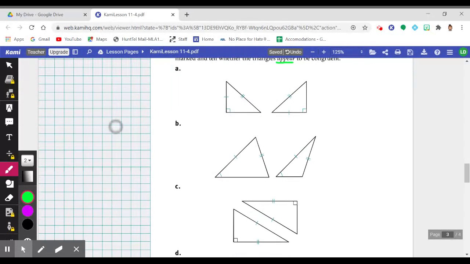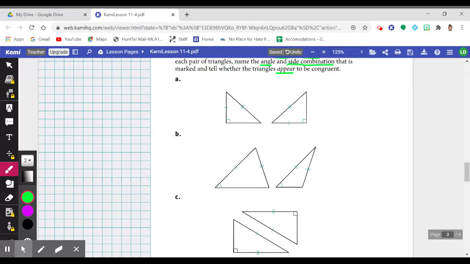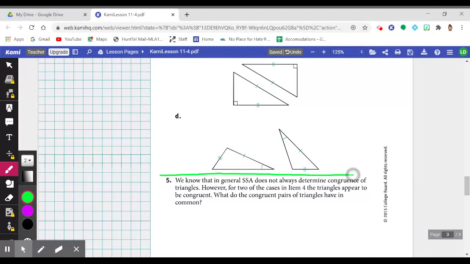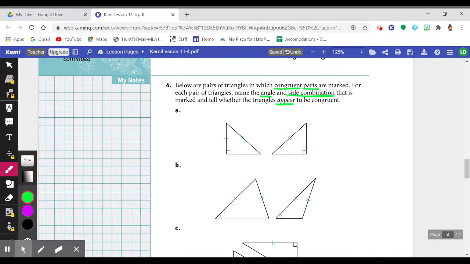This is not a trick at all. We're trying to discover something pretty interesting here, though. Take a second, and if you would, complete item 4A through D before playing through the rest of the video.